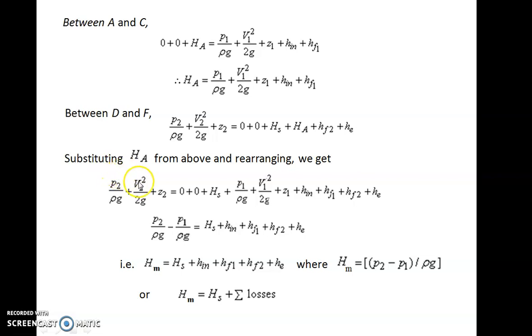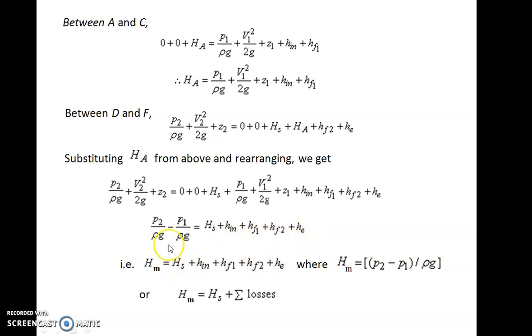Now substituting HA from the above expression, P2 by rho g plus V2 square by 2g plus Z2 is equal to HS plus P1 by rho g plus V1 square by 2g plus Z1 plus H entrance plus HF1 plus HF2 plus HE. If you take P1 to this side, it becomes P2 minus P1 by rho g, which is equal to HS plus, as V1 and V2 cancel, and as we have seen Z2 minus Z1 is very much less than P2 minus P1, so Z1 and Z2 are neglected. HS plus only the losses remain: H entrance plus HF1 plus HF2 plus H exit.